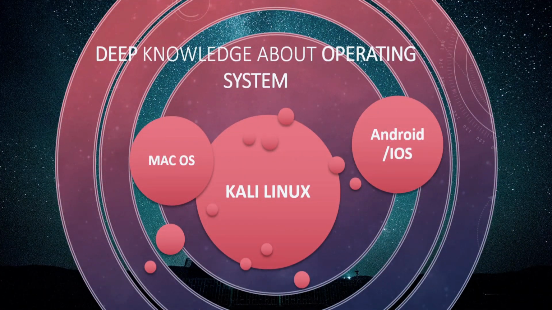Operating system: deep knowledge about the operating system. We have to gain deep knowledge about the operating system because we can hack any operating system by knowing its weakness. To know the weakness of an operating system, we have to learn that operating system first. So if we are hacking Mac OS, we have to learn how the Mac works and what the weaknesses of Mac OS are. It's the same for Android and iOS also.